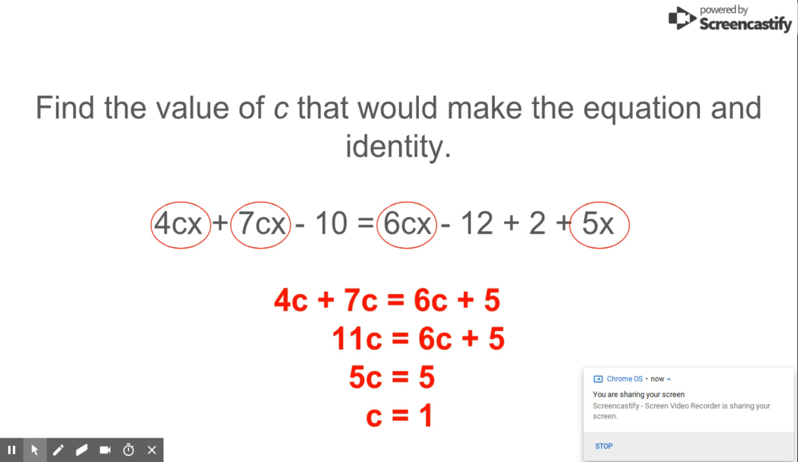So if I go ahead and solve it, I get that c has to be equal to 1, which makes sense because if I plug in 1 for c, 4 times 1 is 4, 7 times 1 is 7, 6 times 1 is 6, and 5x remains the same. 4x plus 7x gives me a coefficient of 11x on this side, and 6 plus 5 gives me a coefficient of 11x on the right side, making this an identity with the same coefficients on both sides.